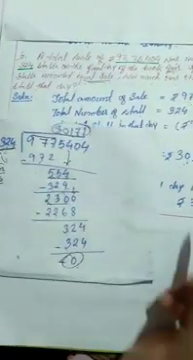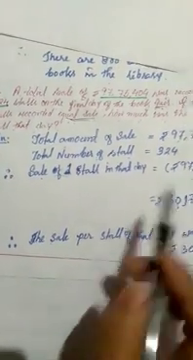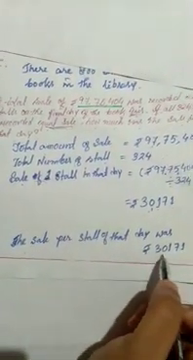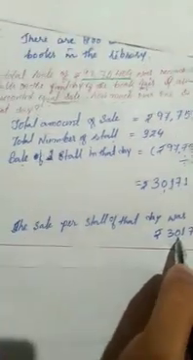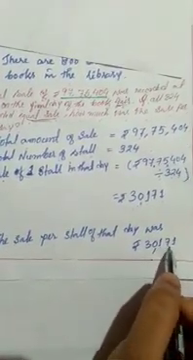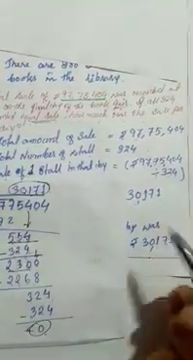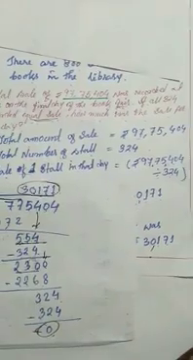All right, so the sale per stall of the day was 30,171. All right students, so I hope it is clear to you how we can solve this question. Okay, thank you students.